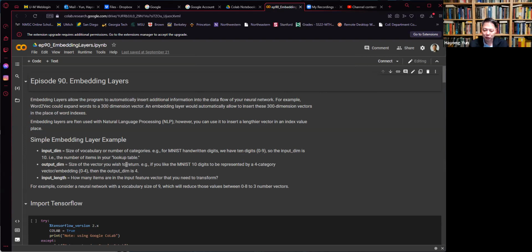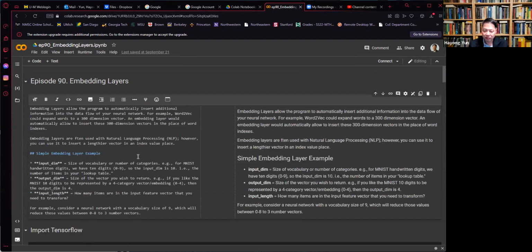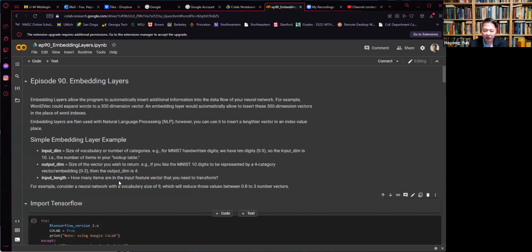And suppose that you want to represent those 10 digits with 4 different numbers. If you have 4 categories, then it would be 0 to 3. The output dimension would be 4. Okay. And the input length is basically how many of those vectors come in. So the 10 digits are converting to 4. How many of those do you want to put in?